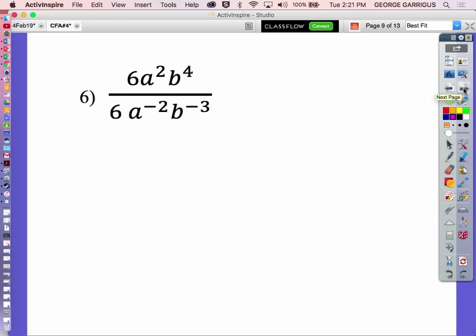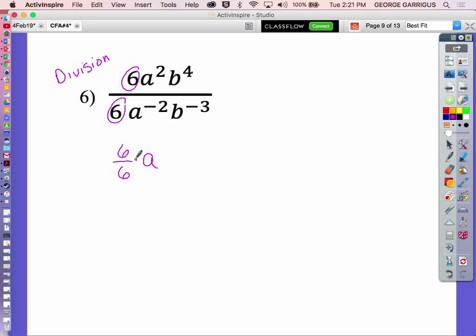Problem 6. We have a division problem. It's different than multiplication problems because you subtract the exponents with the same base. So first off, we're looking at the coefficients, which can be divided. You have 6 over 6.